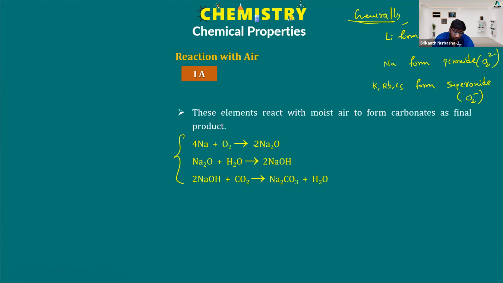Na will react with oxygen to form Na2O. Is Na2O a normal oxide or peroxide? Normal oxide. That Na2O reacts with water to form NaOH. That NaOH will react with carbon dioxide to form Na2CO3. These elements react with moist air, meaning air which contains water, to form carbonates, Na2CO3, as the final product.